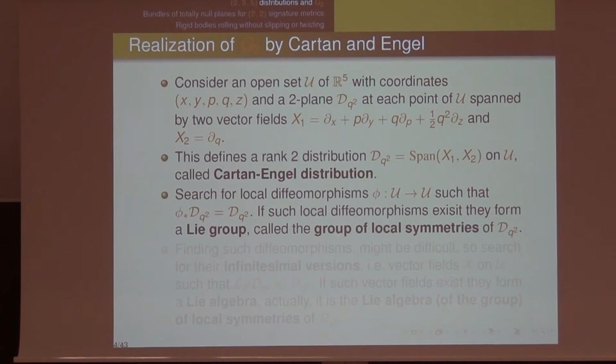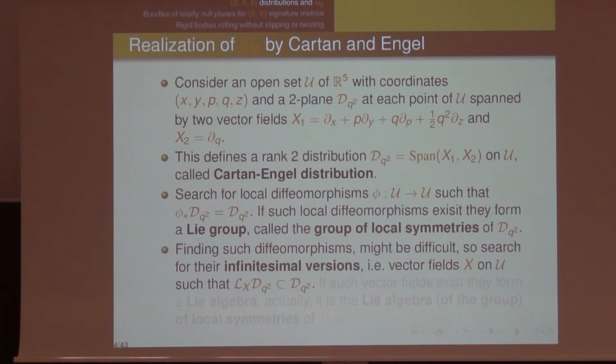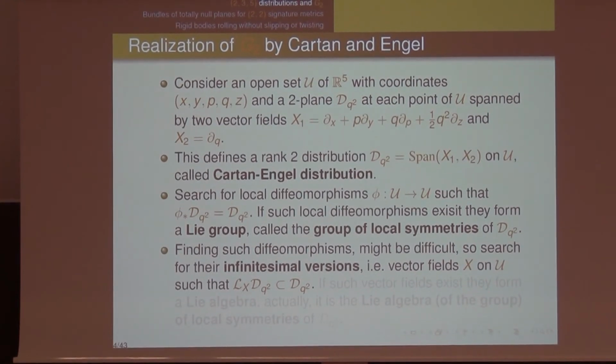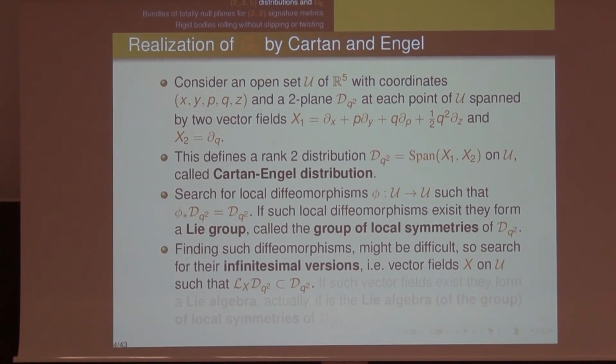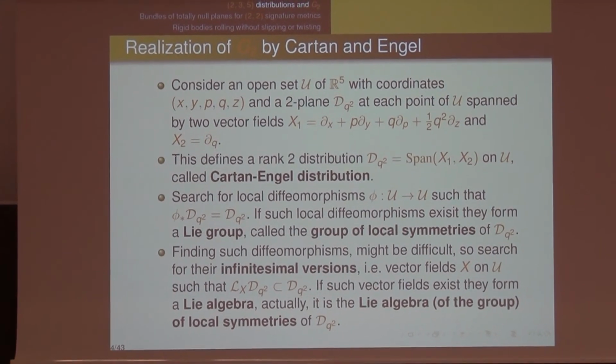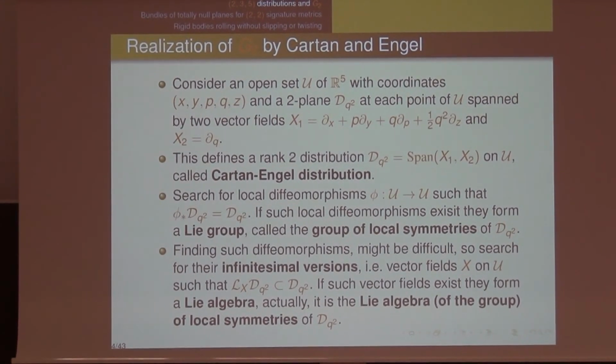Perhaps finding this diffeomorphism is a bit complicated, so one can try to find infinitesimal versions of them, like Killing equations. So one can consider vector fields on this U that preserve the distribution, and these are just linear inhomogeneous equations for this vector field X, and you can solve them. And when you solve it, these vector fields define a Lie algebra, and you can look for the Lie algebra of symmetries of this rank 2 distribution.